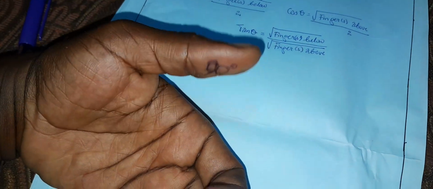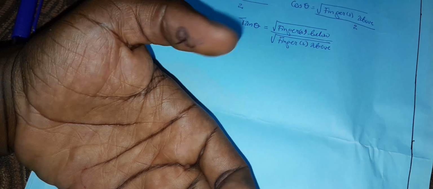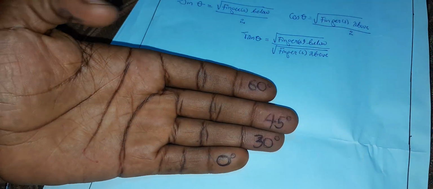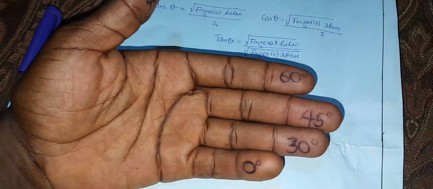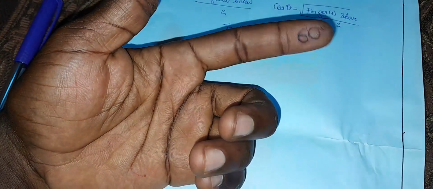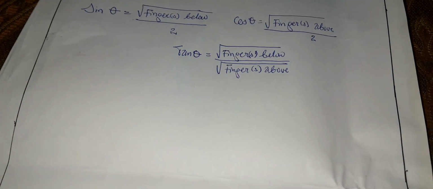Alright, let's talk about tan 90. How many fingers are below 90? 4 fingers. So it means square root of 4 over how many fingers are above? Literally nothing. So it's square root of 4 over 0. That's undefined, because we can't have 0 as the denominator. Alright, so this is how we can know our sine, cos, and tan for special angles.